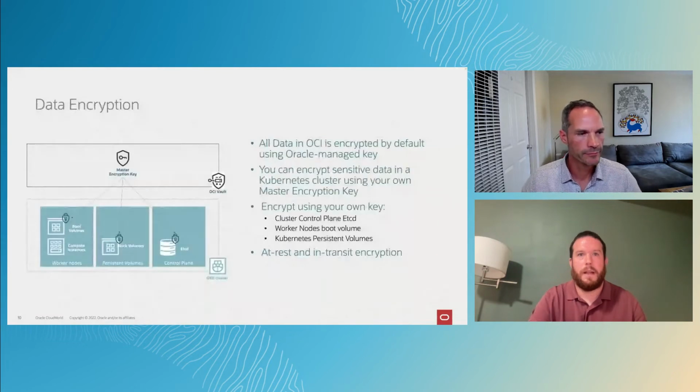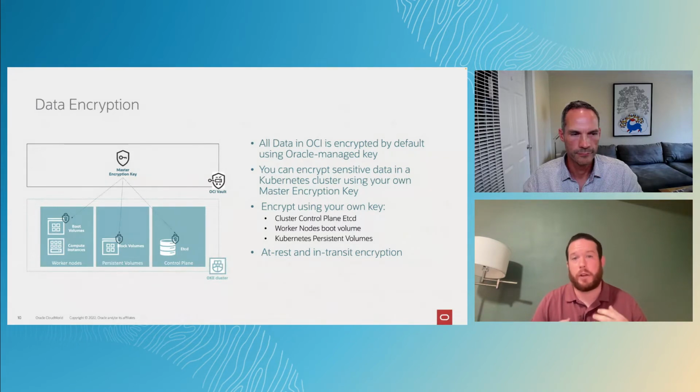Next slide. By default, all data created by OCI services in OCI is encrypted. However, if your containerized workload is storing data in a persistent volume or even sensitive material in Kubernetes secrets, it's recommended to encrypt this data. Using OCI's Vault service, you have the ability to create your own encryption key. This key can then be used to encrypt boot volumes, your block volumes, and finally the etcd database that Kubernetes uses for its control plane.